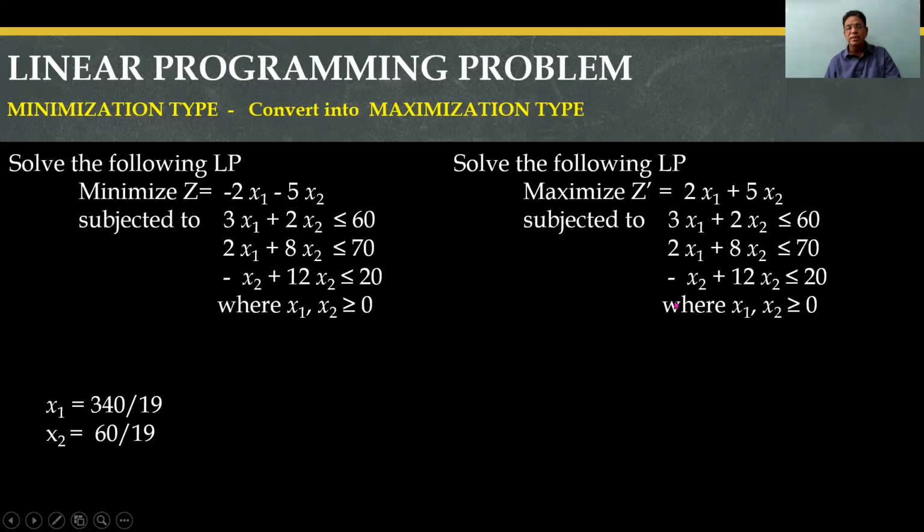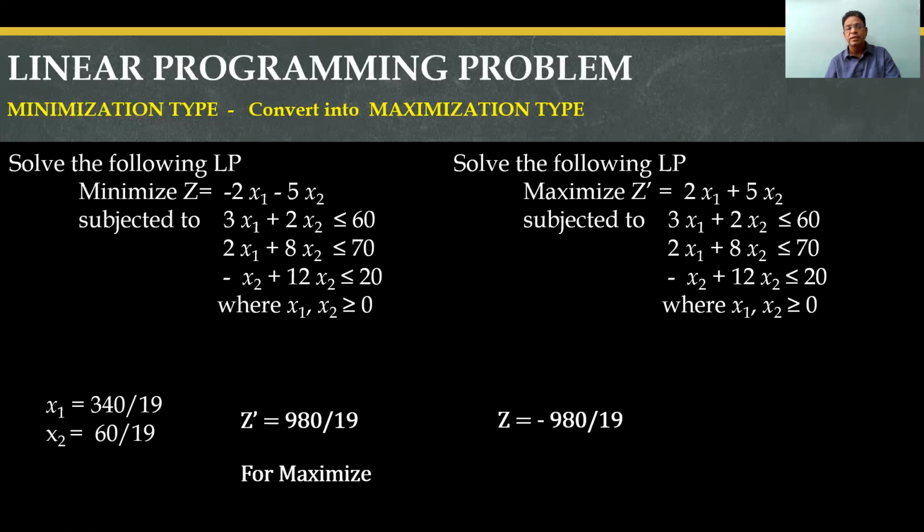After solving a maximization sum, we will still get X1 is equal to 340 by 19 and X2 is equal to 60 by 19, because in the entire sum, it doesn't matter whether it is a minimization or maximization sum, we'll get the same value. And Z dash will be equal to 980 by 19 for maximization. And if I want to convert back into minimization, what will I write? Minus of Z, so minus of 980 by 19, and this will be the value of Z.